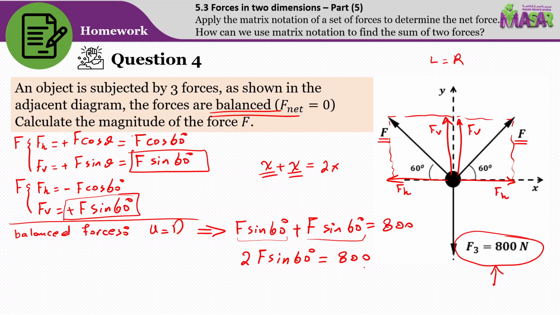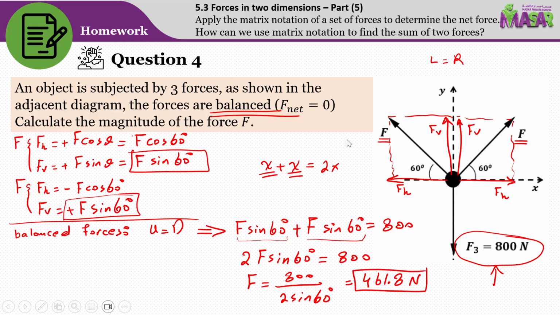Now this is an equation with one unknown. By isolating F, we can find the value of it. So let me move everything else to the other hand side by dividing 800 over 2 sine 60. And the answer is 461.8 Newton. Now you should expect to have the same magnitude that I got if you use the matrix notation method.